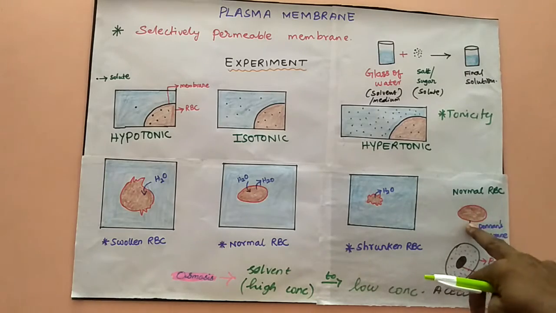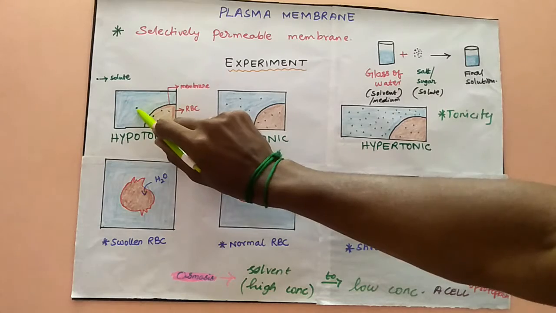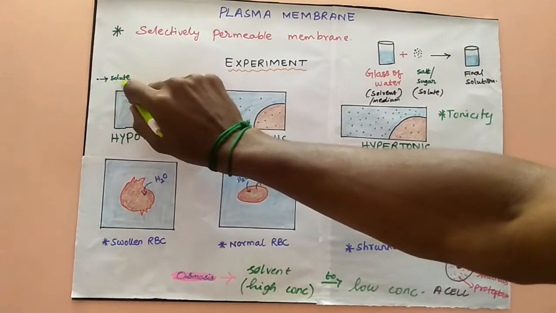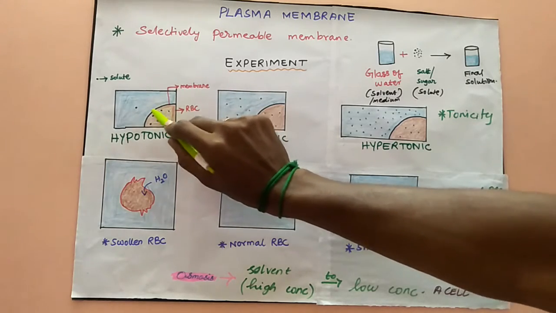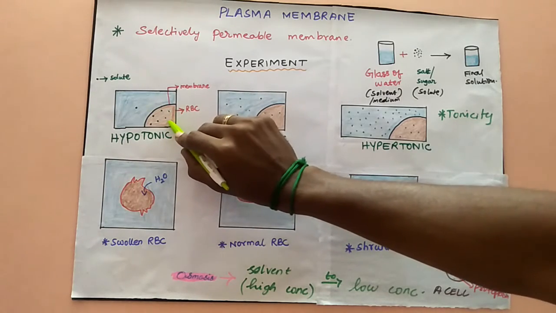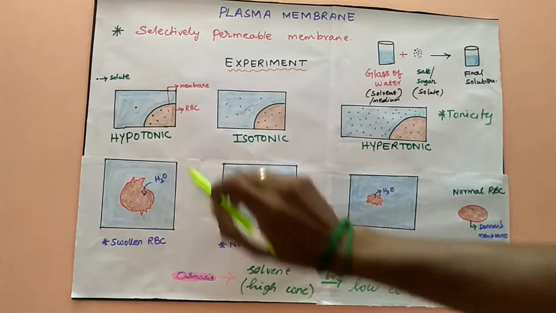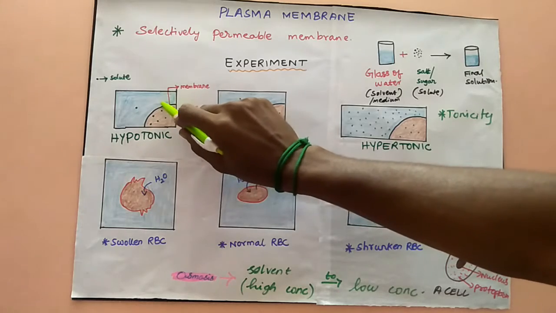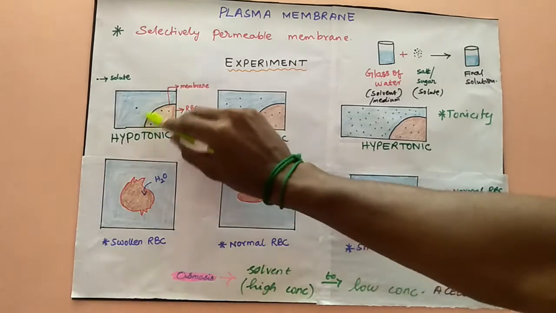Firstly, we are going to introduce this normal RBC into the hypotonic media. So you have to know what a hypotonic media is. Here in this diagram you can see green dots, which we have written here as solute. You can see the solute concentration in this RBC, and this is the plasma membrane, and this is the solution which we have introduced. The solute concentration of the RBC is much higher than the outer solution. So what happens here is osmosis. Osmosis is a simple diffusion method in which the solvent moves from the region of higher concentration to lower concentration through the semi-permeable membrane.